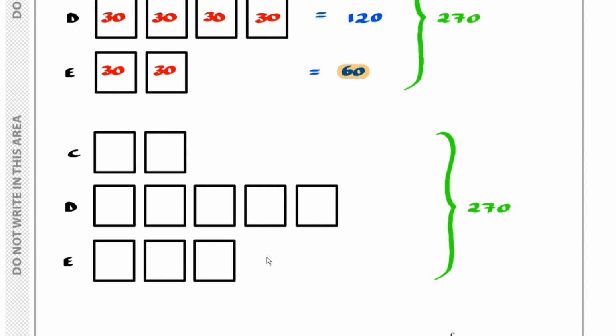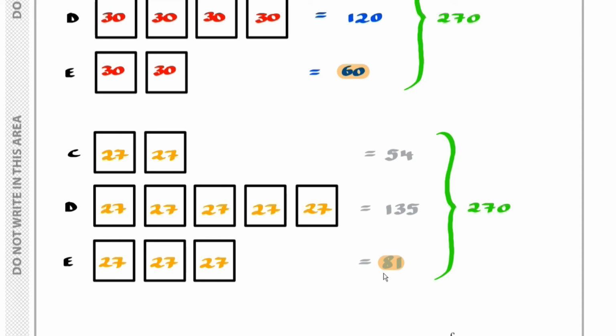That's equal to 10. So, 270 divided by 10, that's 27. So, each part is worth 27. So for C, we've got 2 times 27, which is 54. For D, we've got 5 times 27, which is 135. And for E, we've got 3 times 27, which is 81.